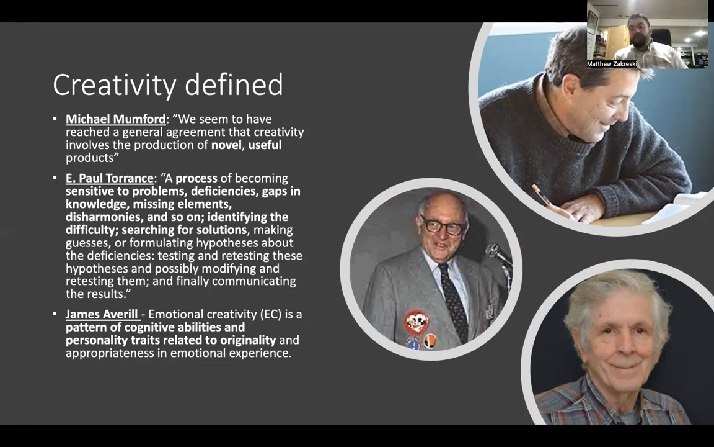So this really, I think, vibes with a lot of the neurodivergent community because that sensitivity, missing elements, disharmonies, that's sort of how a lot of neurodivergent kids see the world. So I think potentially becoming aware of that is a good way to think about creativity. And last but not least, James Averill in the bottom right corner calls emotional creativity a pattern of cognitive abilities and personality traits related to originality. And so really thinking about creativity as more of a personality structure rather than an academic discipline or something you think.